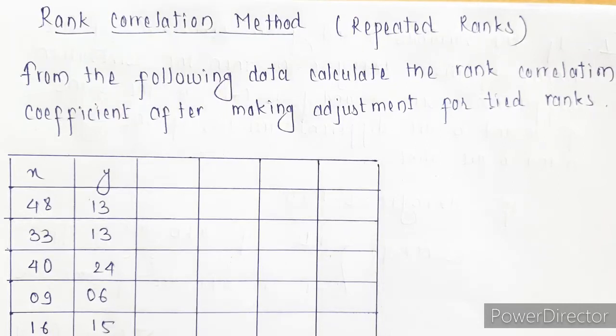We have already studied rank correlation method, that is Spearman's rank correlation coefficient. But we have only dealt with the problems wherein we have only single values, not repeated values. Now what if we have repeated values? How do we assign the ranks to the repeated values?